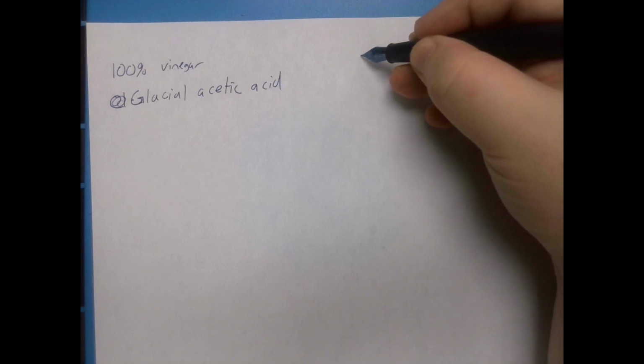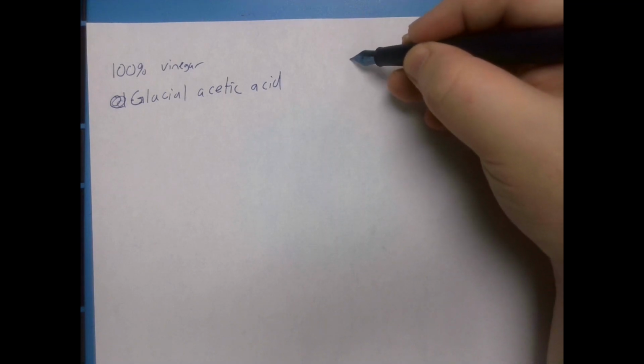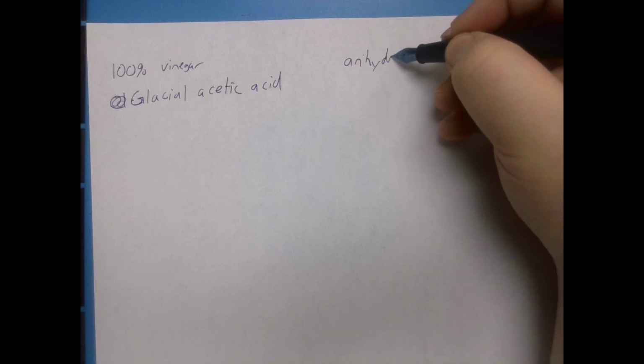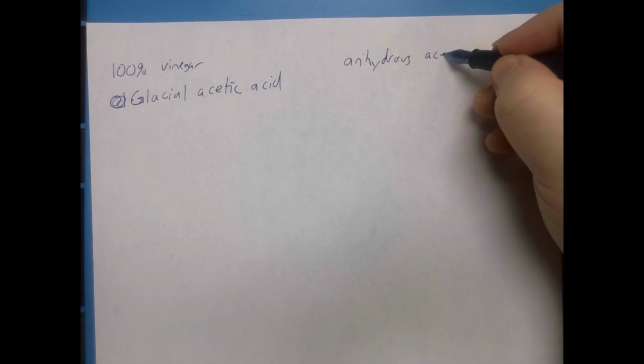Glacial. I have no clue why glacial comes from it. Similar to the German name Eisessig, or ice vinegar. The name comes from the ice-like crystals that form slightly below room temperature. This is another name for it too. It's called anhydrous acetic acid.